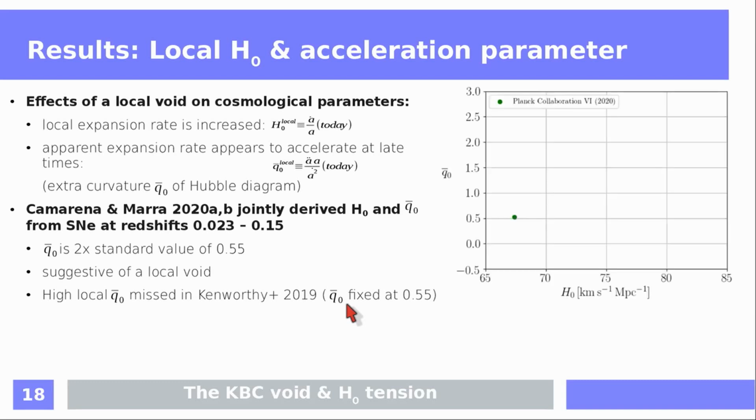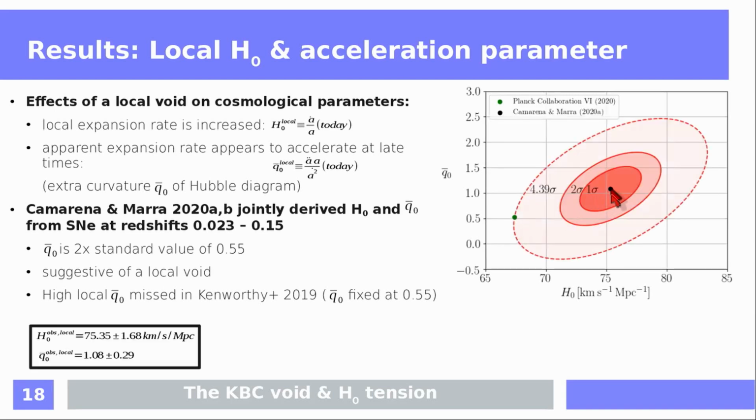What we can see here now is, on the x-axis, the Hubble constant, and the acceleration parameter on the y-axis, and the green dot is from the Planck collaboration. And now I overplot the observations by Camarena and Marra 2020. This is this black dot here, with the 1 and 2 sigma contour lines and the 4.39 sigma contour line, which tells you that there's a discrepancy between the Planck collaboration and the observations of 4.4 sigma.